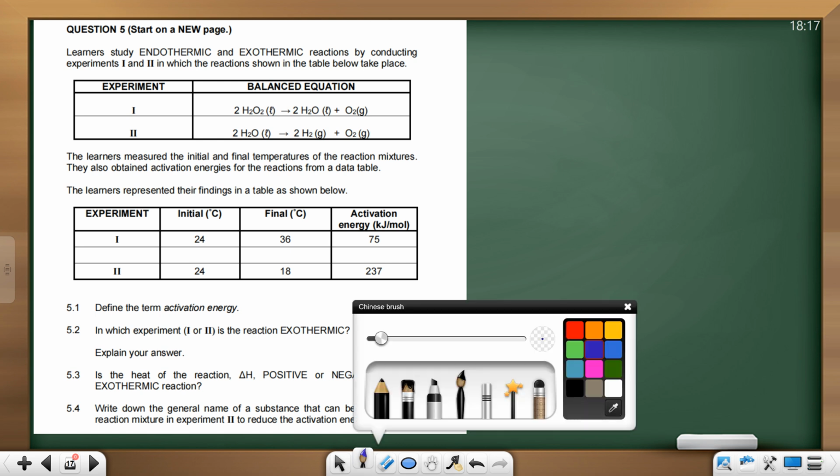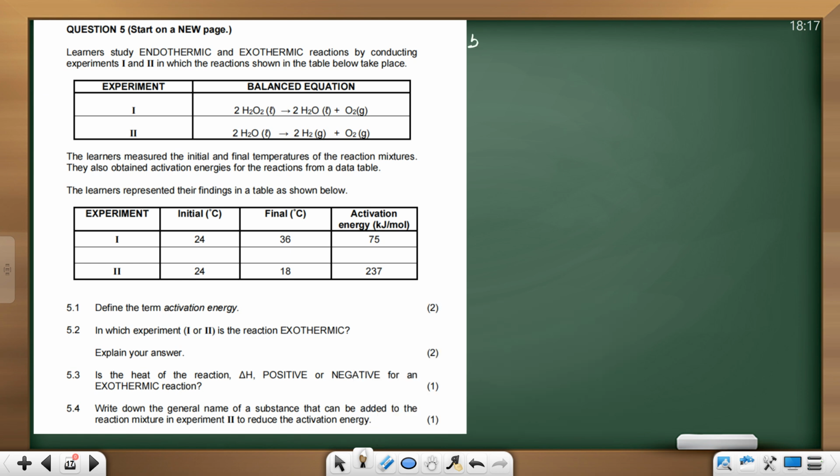Define the term activation energy. That's a copy and paste. What is that? All right. It's the minimum energy needed to start a reaction. That's a copy and paste answer. 5.2. In which experiment, 1 or 2, is the reaction exothermic? I want the answer to this one. Which one is exo, 1 or 2? River says 2.